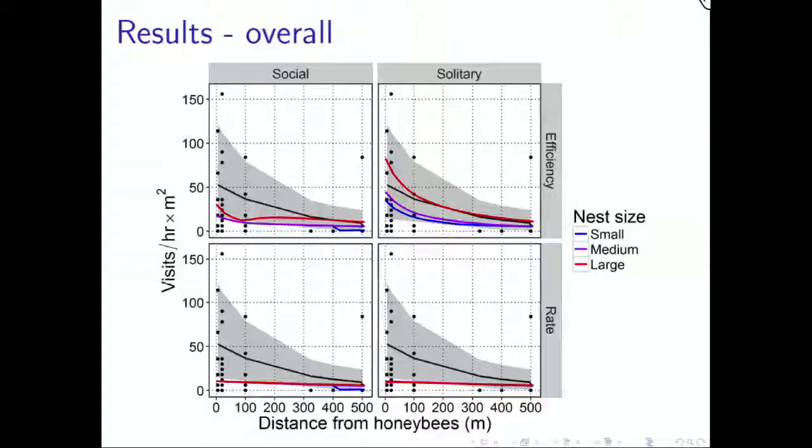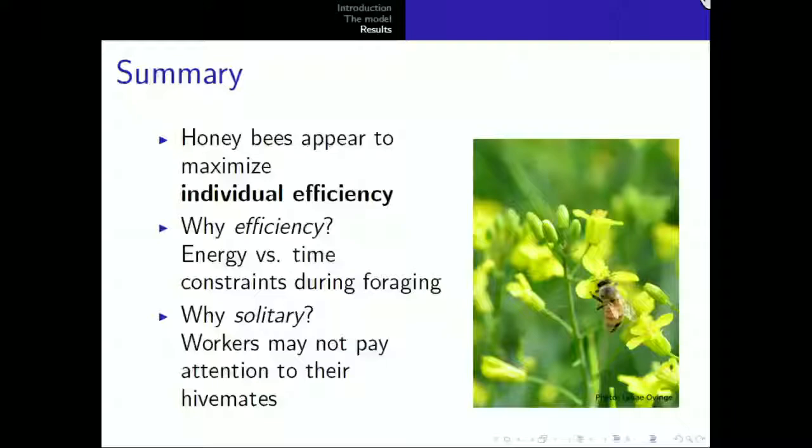And you can see that the rate maximizing model utterly fails. So in other words, honeybees are not rate maximizers by any stretch of the imagination, because it doesn't accurately predict that upturn at the edge of the field. So that leaves us with efficiency maximization. And we have both social and solitary here, but solitary is much better in this case. So it appears to us that honeybees are solitary efficiency maximizers, because it most closely matches this distribution here. So in summary, they appear to maximize individual efficiency.